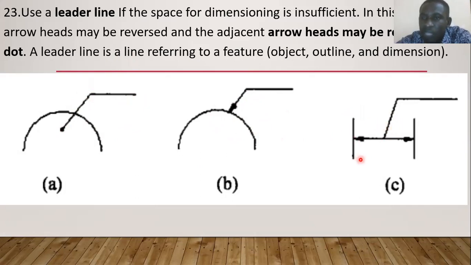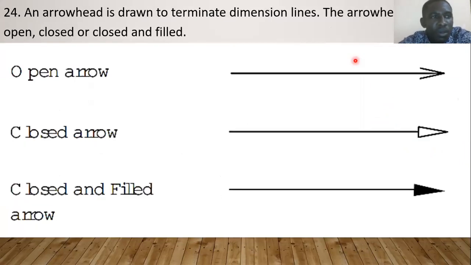Now, if the object you are putting the leader line on is a dimension, you do not terminate it with anything, neither an arrow nor a dot. Hope that's clear. Then the arrowheads should either be open, like in the first instance, or closed, or closed and filled. That is what all our arrowheads should be like.